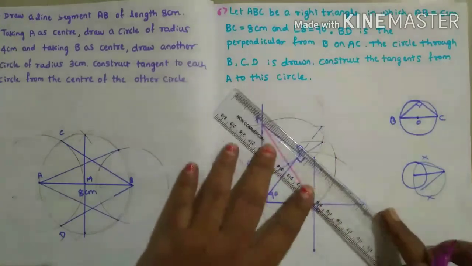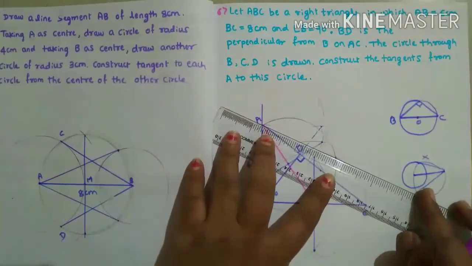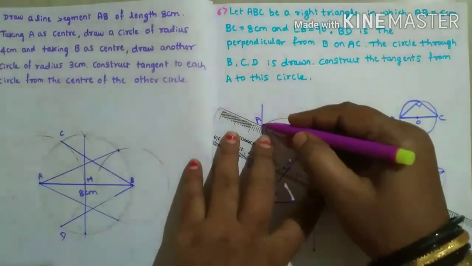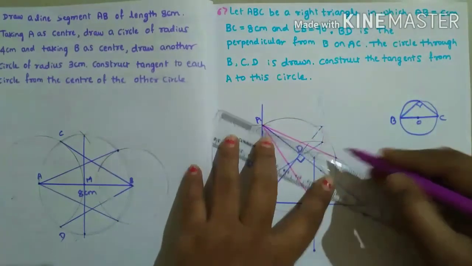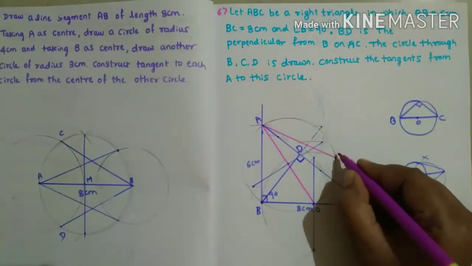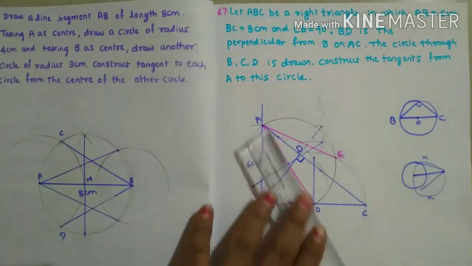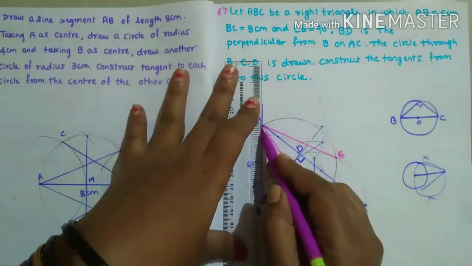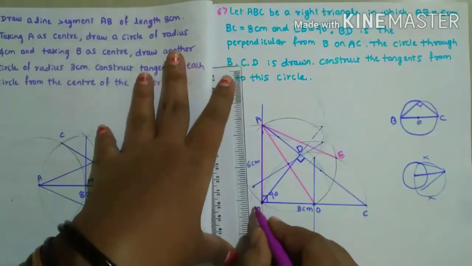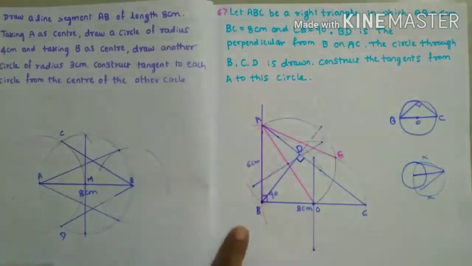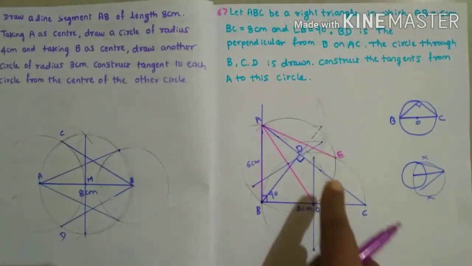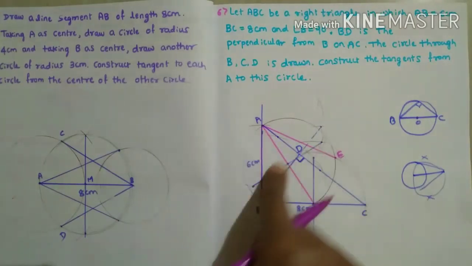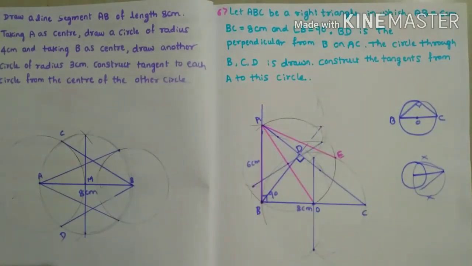Now I'll join that from A to E, and it is already there. See this circle, this is F, or B is already there. So here AB and AE are the tangents from A to the circle. Like this we have to do this construction.